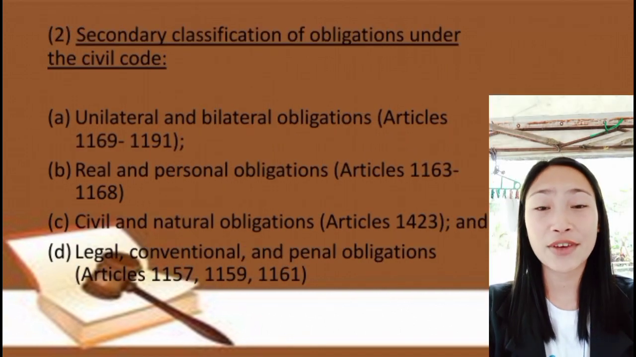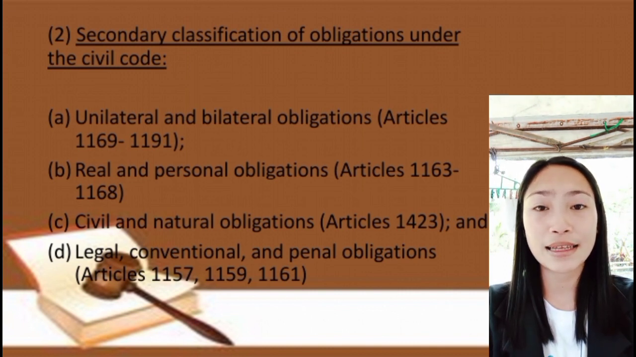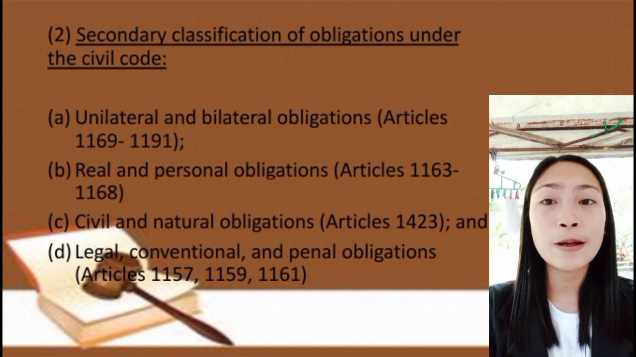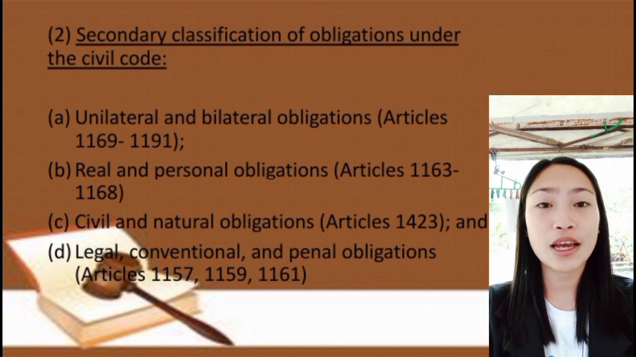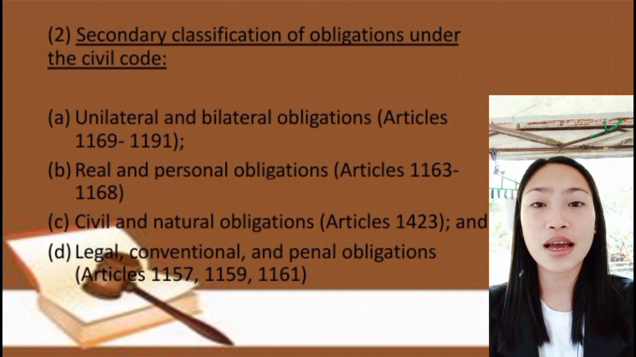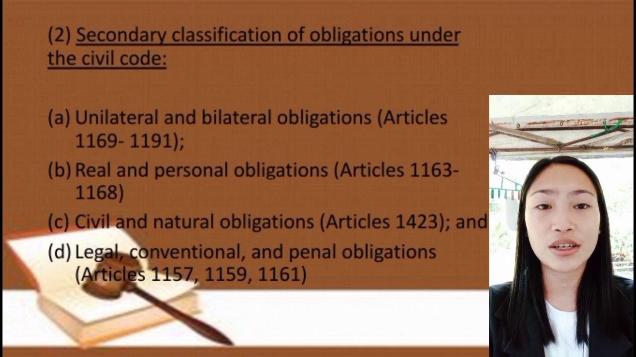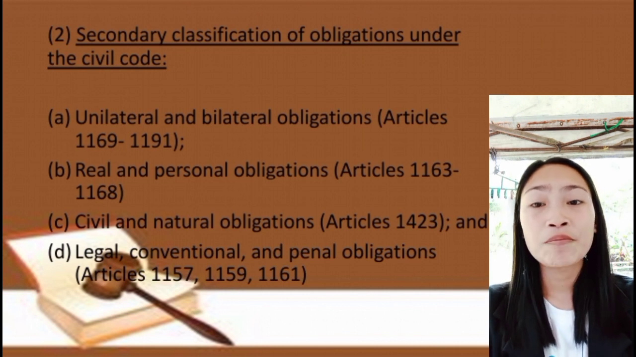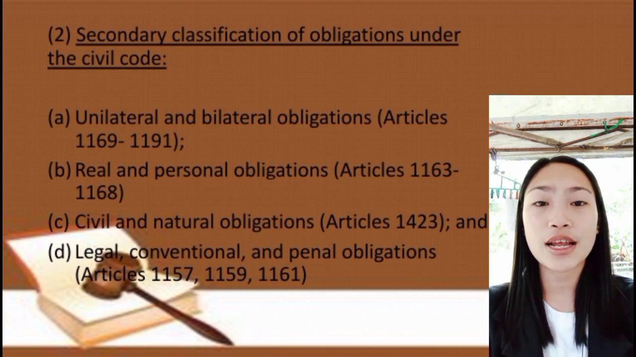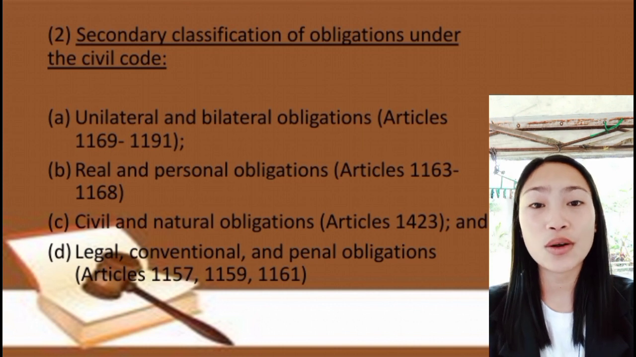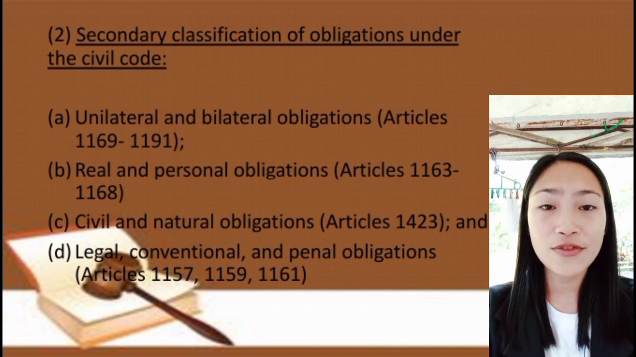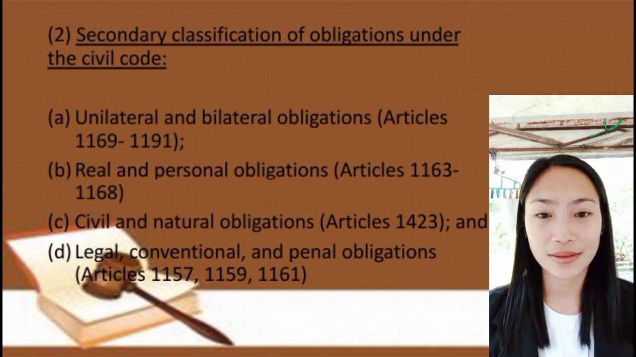Secondary classification of obligations under the Civil Code. We have unilateral and bilateral obligations, Articles 1169 to 1191; real and personal obligations, Articles 1163 and 1168; civil and natural obligations, Articles 1423; and last, legal, conventional, and penal obligations, Articles 1157, 1159, and 1161.